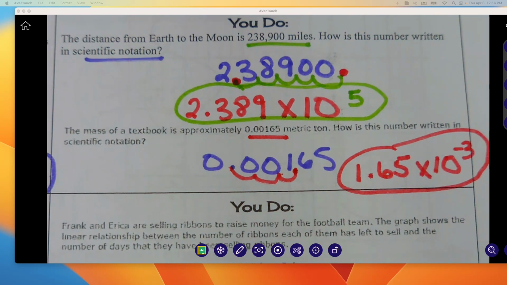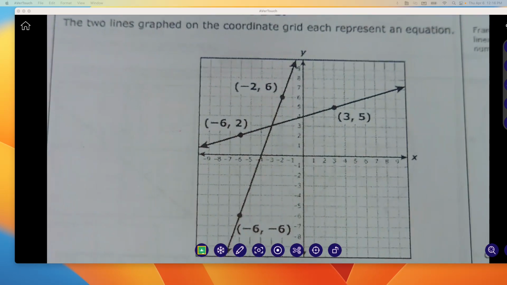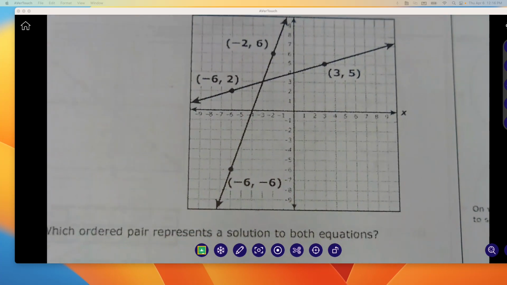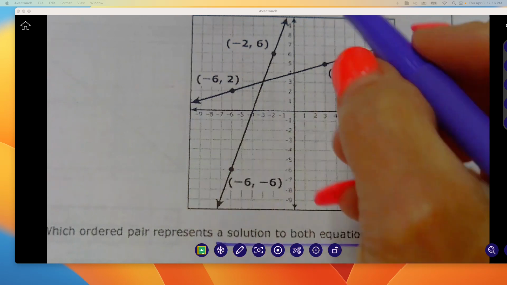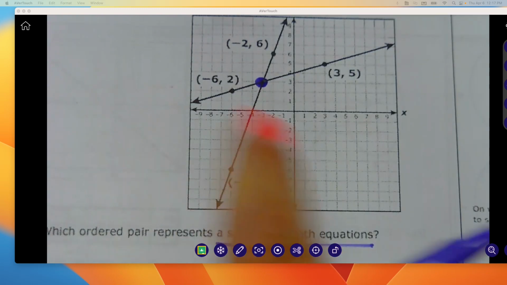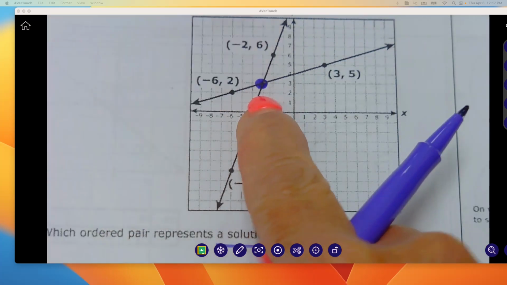Okay. Now we're going to move on to solutions to equations. Looking at this, they want to know which ordered pair represents a solution to both equations. So what they've done is each one of these lines represents an equation that they've put in Desmos. The solution, guys, it is this easy. All you do is you look to see where the two lines meet, and that's where it meets. Then you write the ordered pair. It doesn't matter what these are. You just write the ordered pair for this.